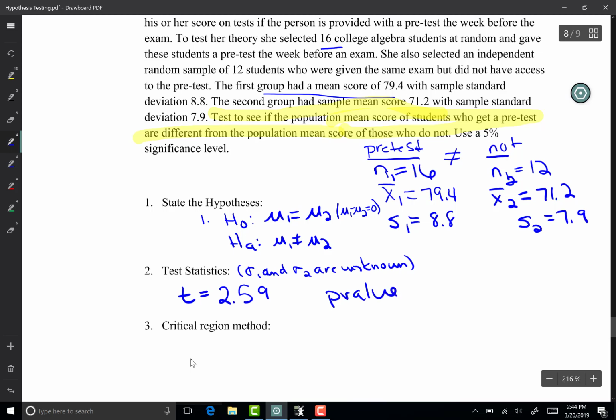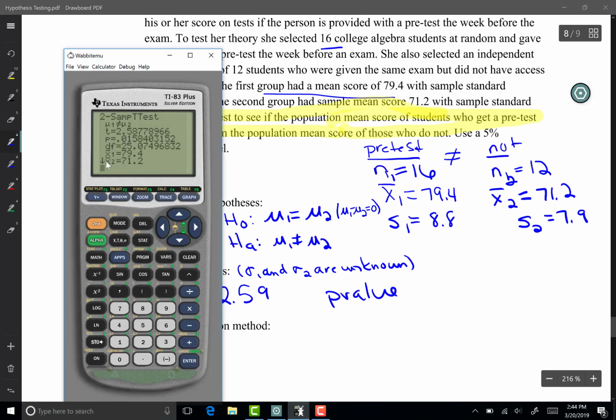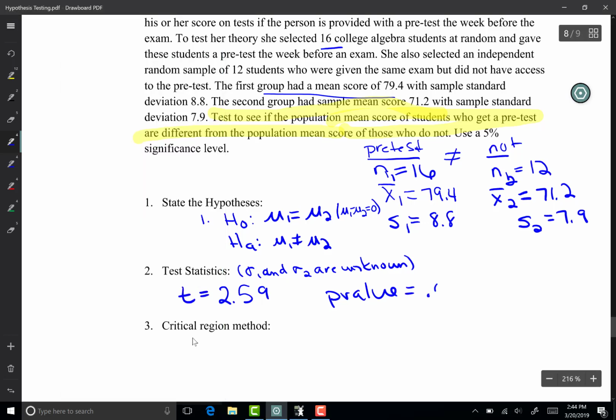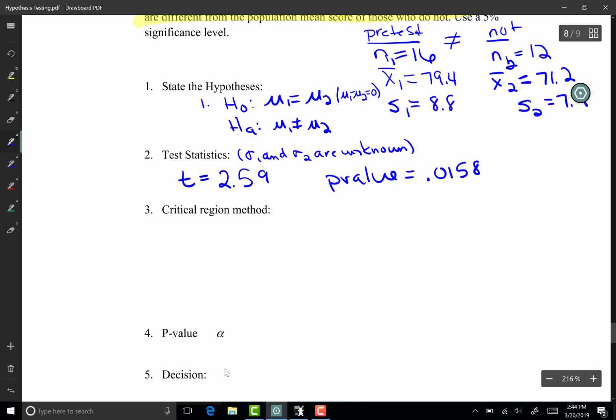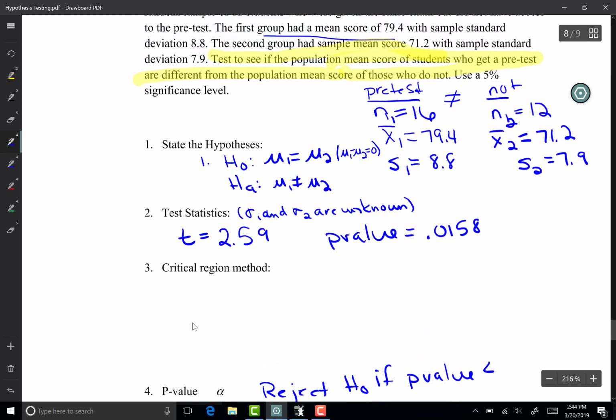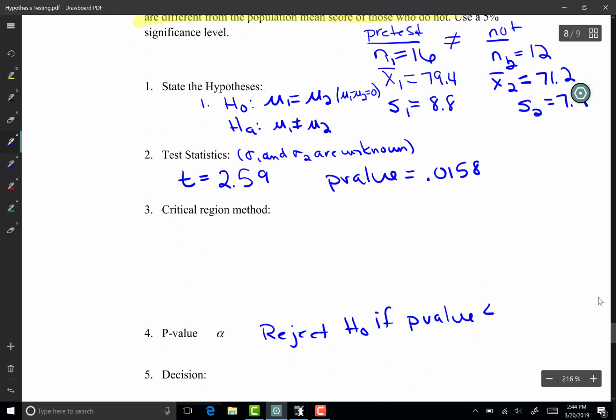And my p-value equals 0.0158. Okay. So with the p-value method, we're going to reject the null if the p-value is less than or equal to alpha. Alpha was 0.05. So the question is, is the p-value 0.0158 less than or equal to 0.05?